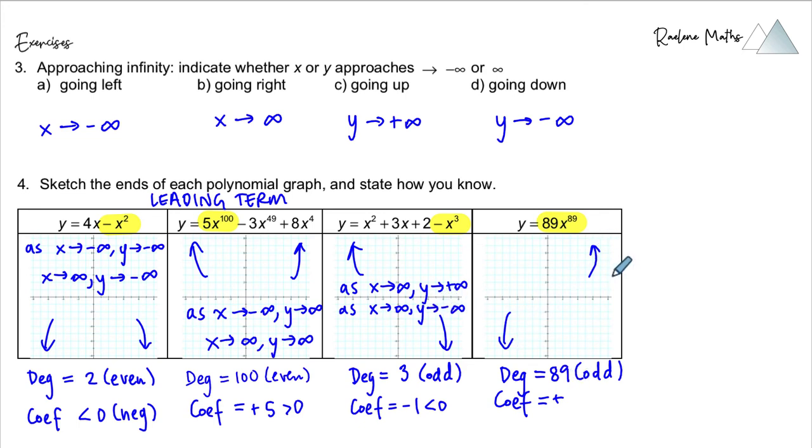And here the two end behavior shapes look like this, and so as x approaches negative infinity, as x goes to the left, y goes up, so y approaches positive infinity, and as x approaches positive infinity, we go right and up.